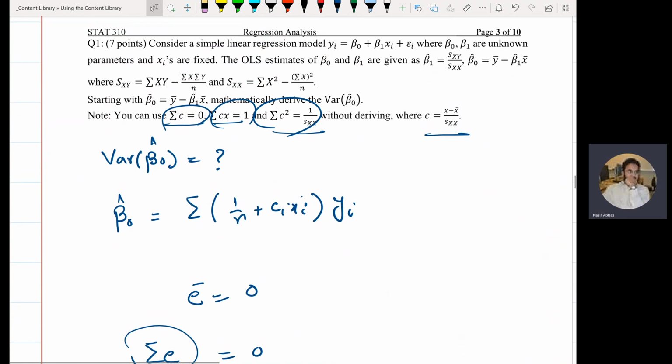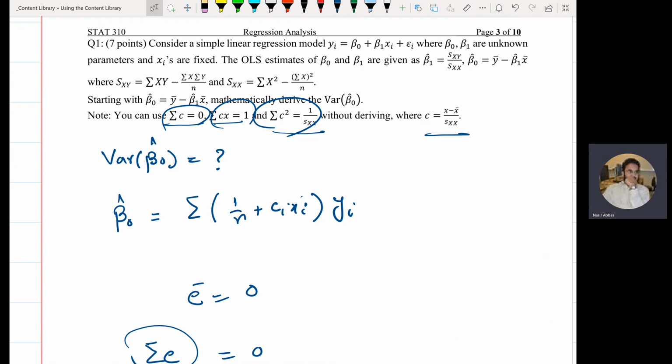Any confusion or anything from question number 1 before I move on to question 2? Yeah. If I ask the same thing for beta 1, you need to prove that beta 1 hat is summation ci yi. And then you can use these properties, summation c, summation cx, to prove the variance.